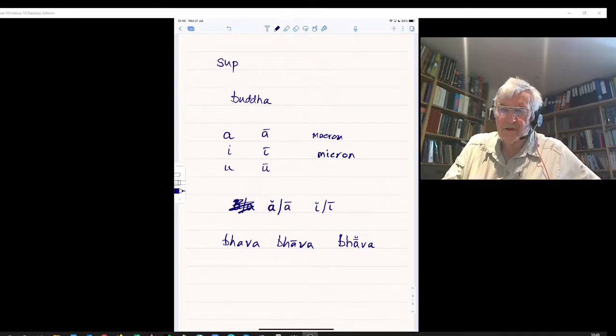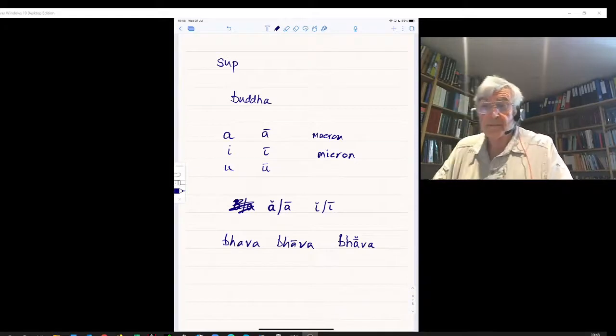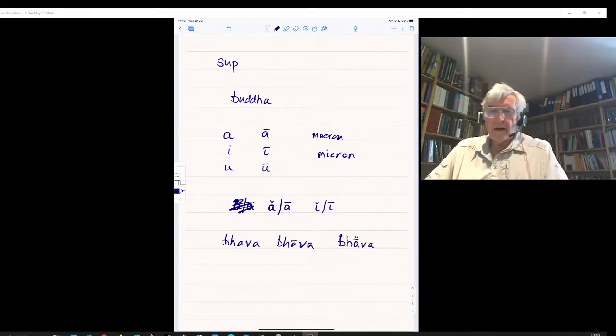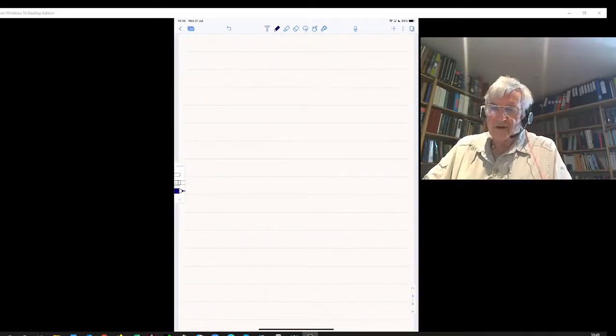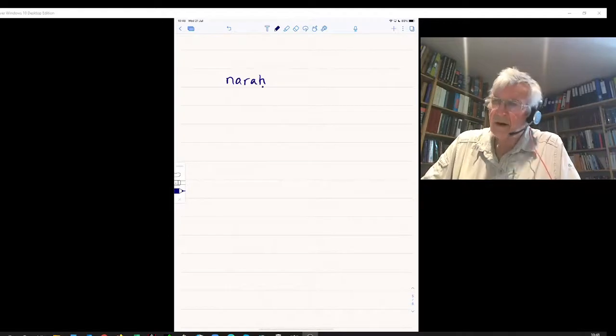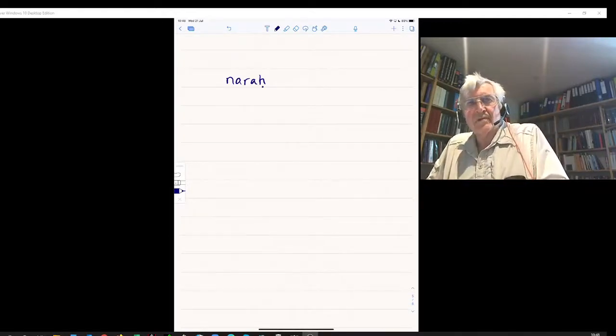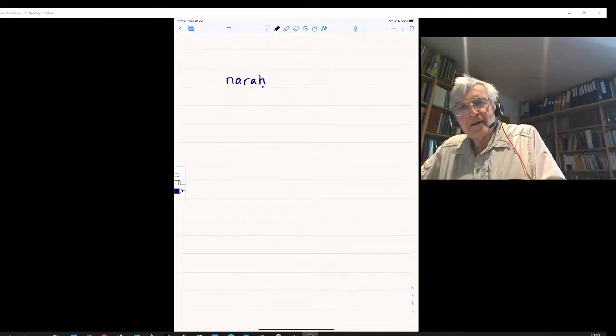So here we're looking at the formation of masculine nouns whose stems end in a. Looking at the first line of paragraph 4 here on page 33. Look at the way these are formed now. So the nominative is naraḥ. Pronounced in isolation, you will often hear it said naraha, with the echo of the vowel following the visarga. In ancient times, it was more likely to have been pronounced naraḥ.